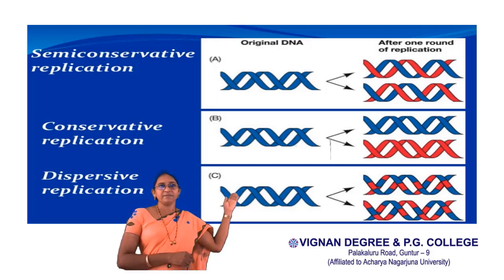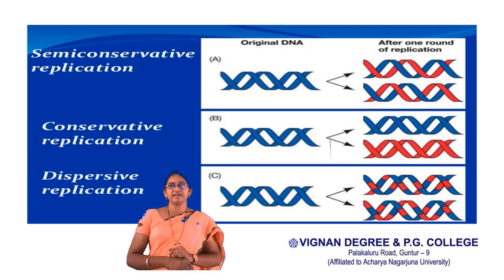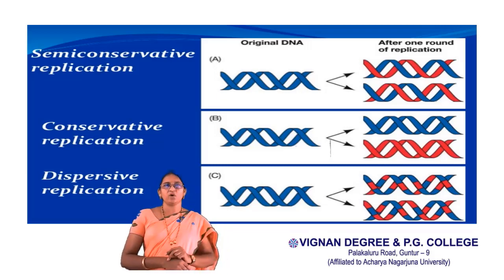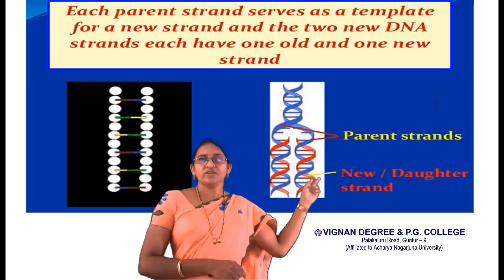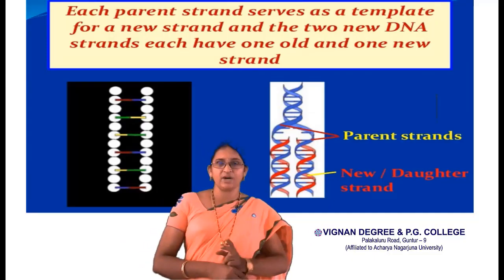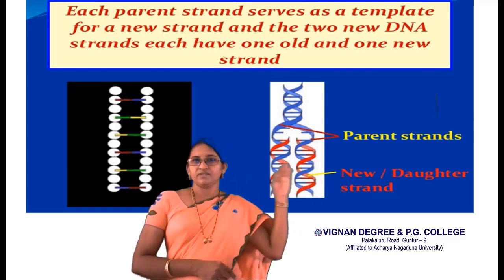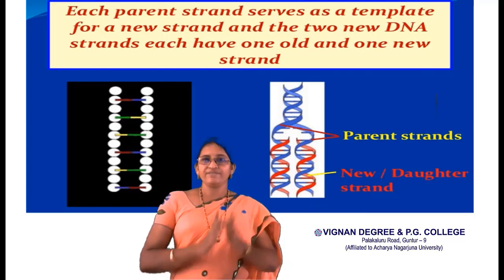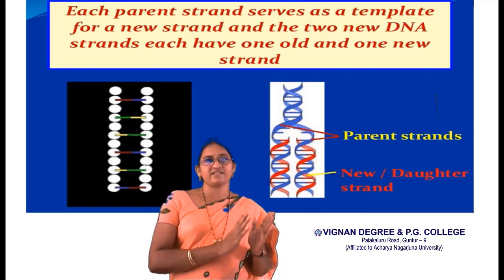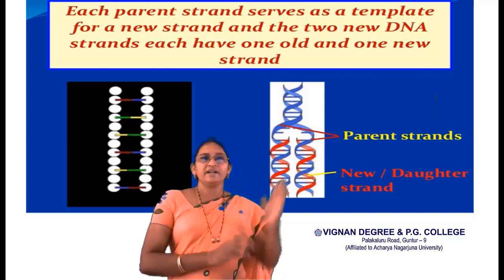Coming to the third type, dispersive replication. It results in the formation of two DNA molecules which are hybrids or patches. Here each individual strand is made up of original and daughter segments. So this is a patchwork of replication known as dispersive replication. These are the three models given by different scientific communities. If you see here, in the semi-conservative mode of replication, first the double-stranded DNA separates, and each separated strand acts as a template and synthesizes a new daughter strand.